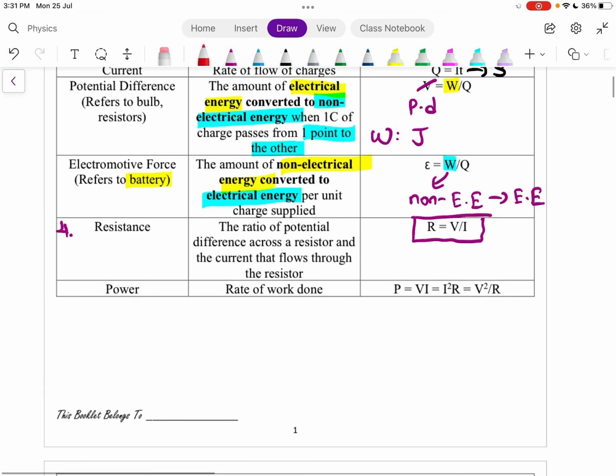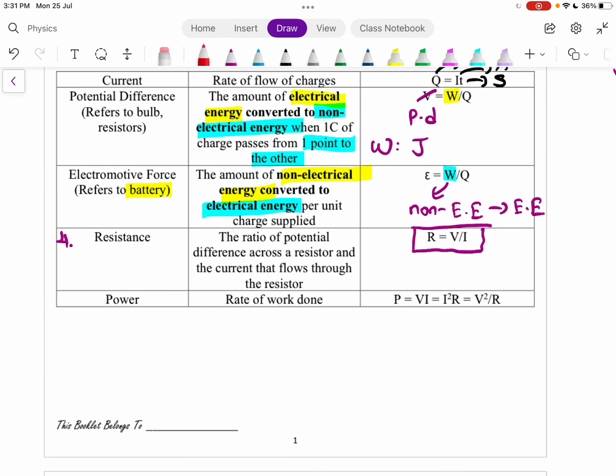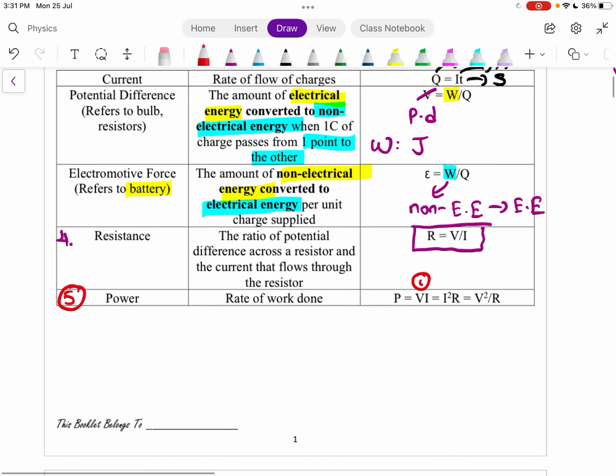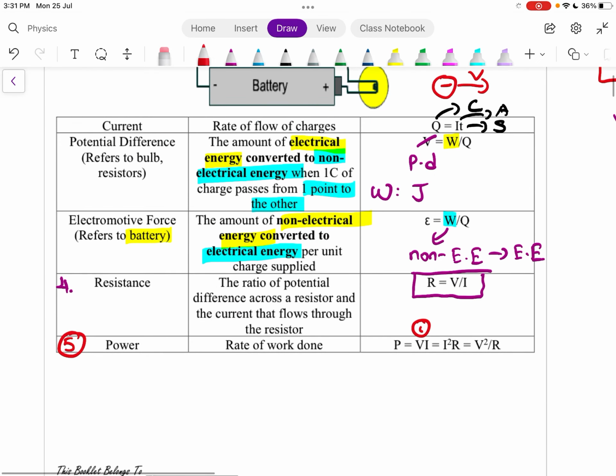The last part will be power. Power is something that you will learn in the chapter of practical electricity. Power is just the rate of work done, or the rate of energy supplied. There are three particular equations, which is P equals VI. Second is P equals I squared R. And third will be P equals V squared over R. These are the three equations that you must memorize by heart.